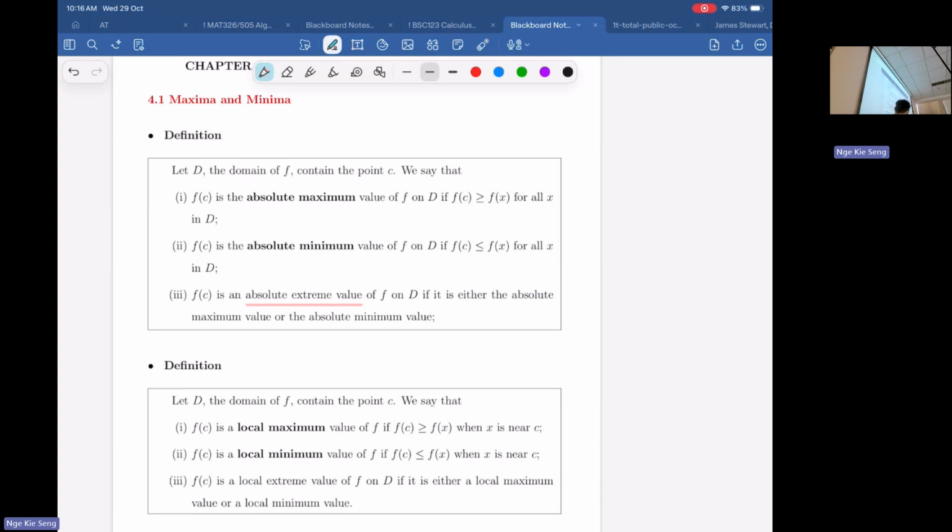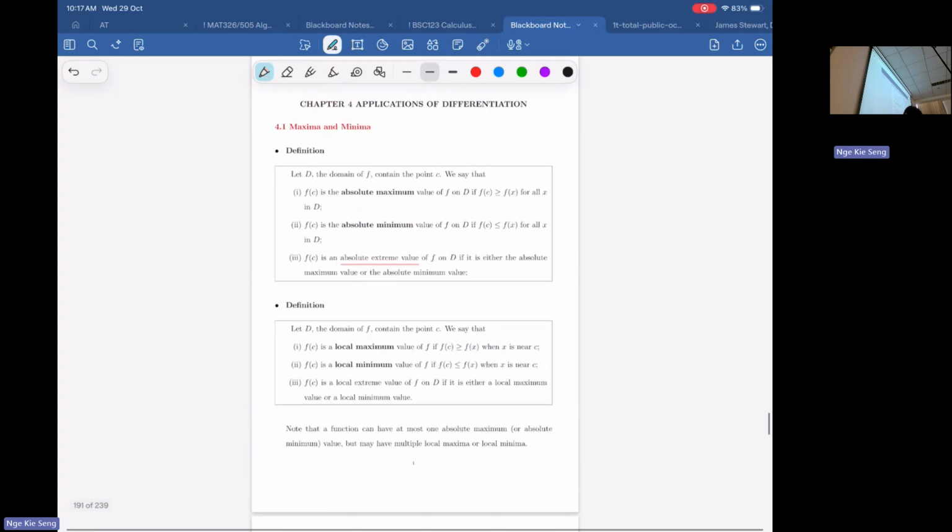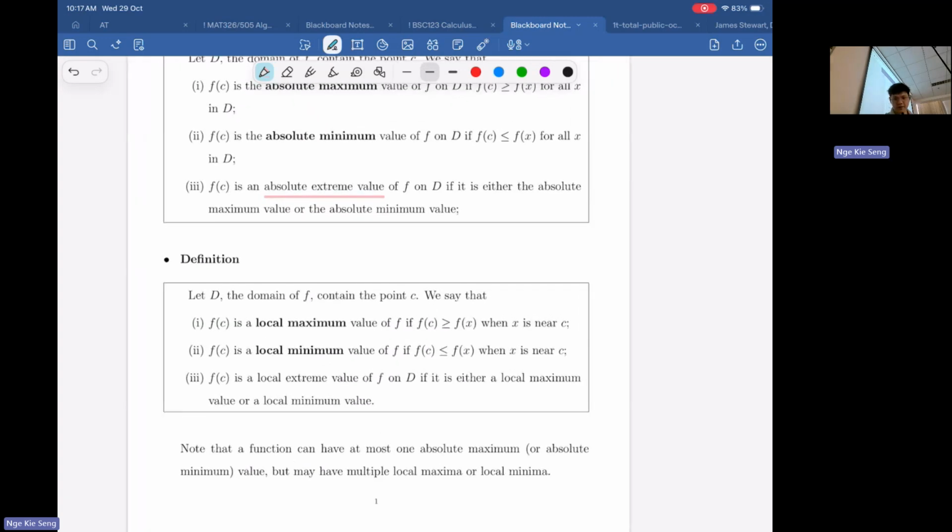How about local maximum? The same inequality is checked for local maximum, f(c) greater or equal to f(x), but you only check for x that's near to c. Some neighborhood is enough, no matter how small it is, as long as it is small enough. So near here could mean x is coming from the left and right.